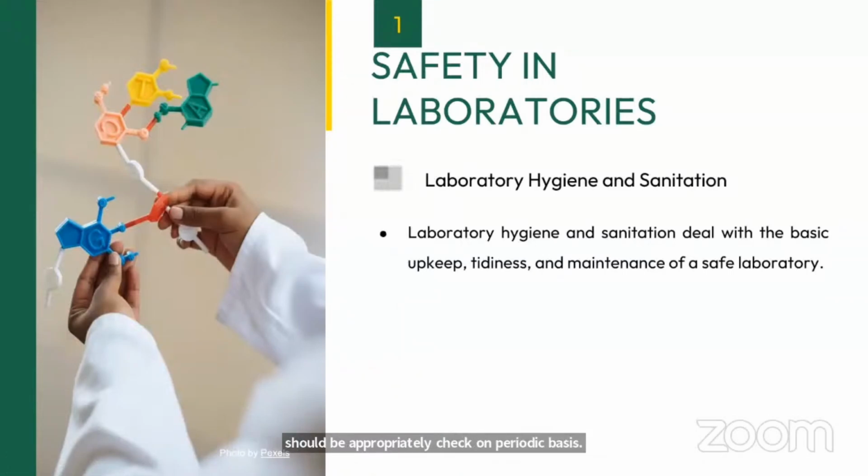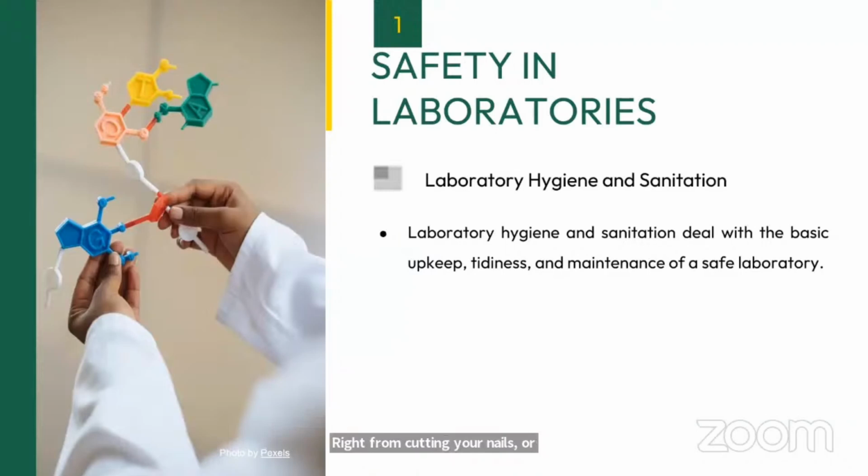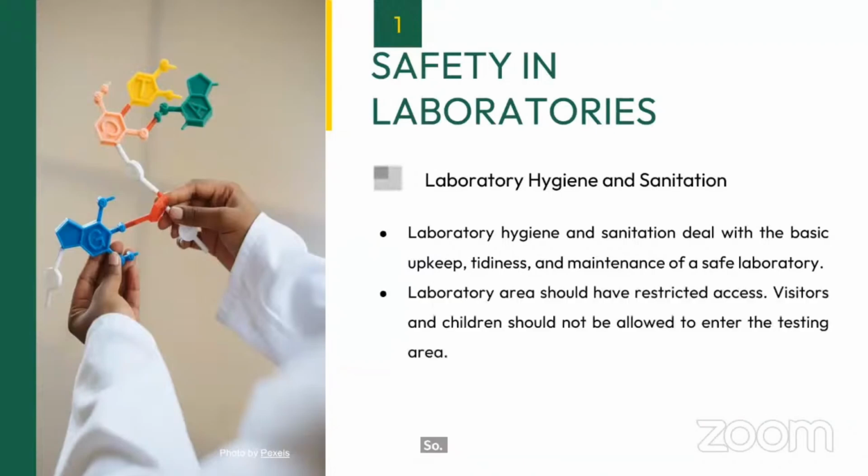Laboratory hygiene and sanitation deal with basic upkeep, tidiness, and maintenance of a safe environment. So a very important part is laboratory hygiene. Right from trimming the nails of your hands, to tying your hair. Many of the women working in the laboratory will have long hair. So the basic sanitation and hygiene include that the hair should be tied up properly. Even the male staff should not unnecessarily grow their hair or beards. So appropriate personal hygiene should be maintained.